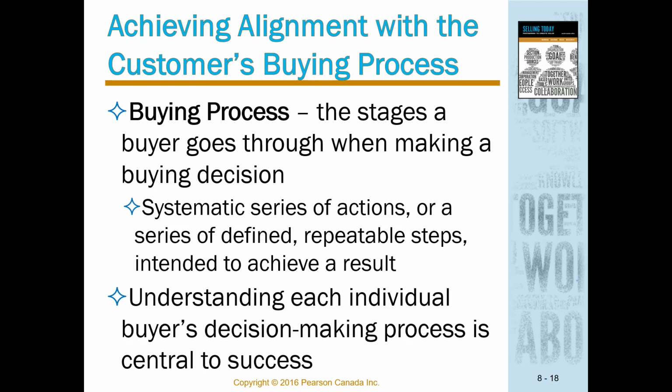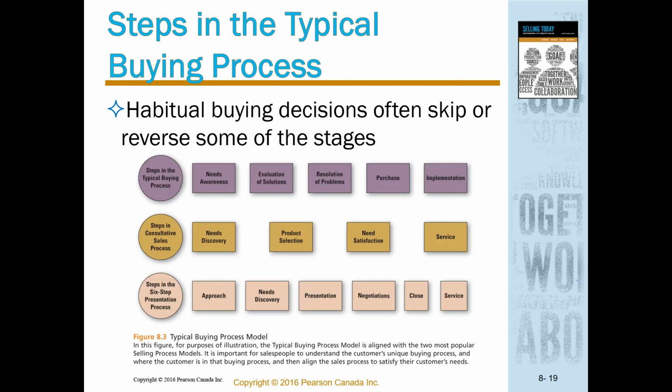They do not deviate, only because the company policy won't allow them to deviate, and they're paid to do their job a certain way. So steps in a buying process, that's very typical, right? And so you have them there. Habitual buying decisions often skip or reverse some of these stages.